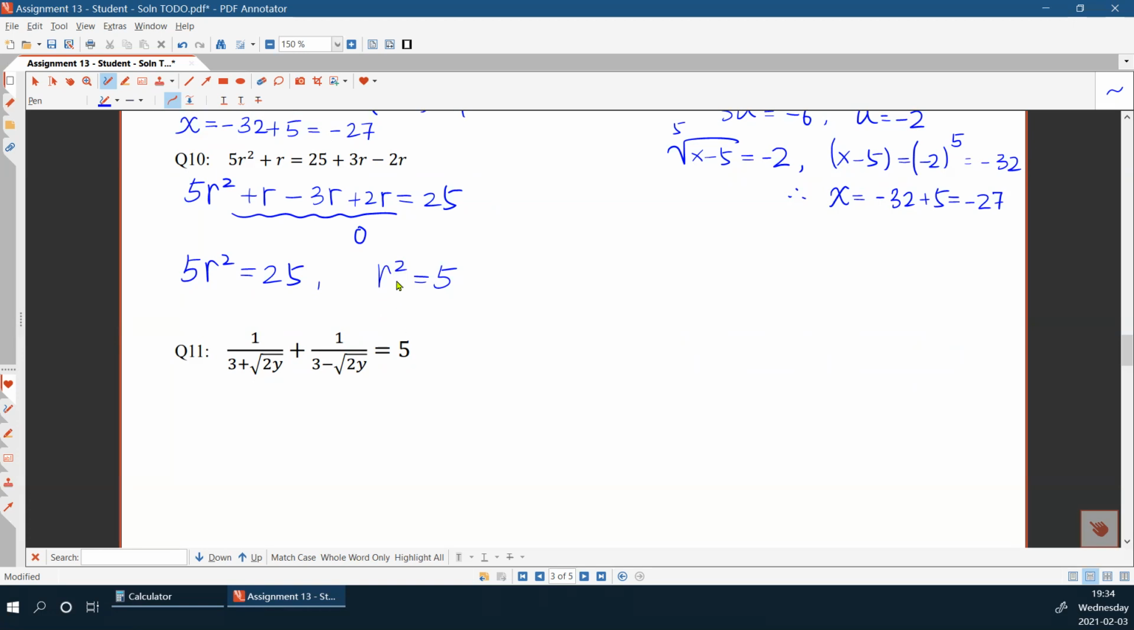You know that something squared is 5. Then how much is this thing? It should be plus or minus square root 5. Do not forget the minus square root 5, all right?